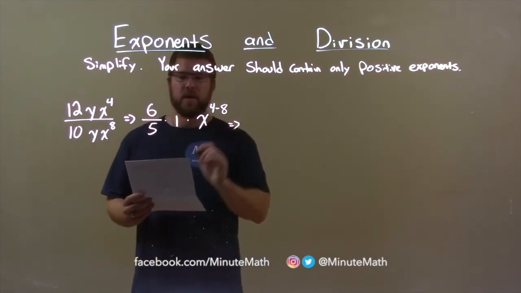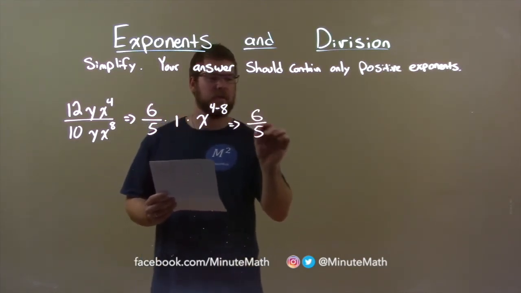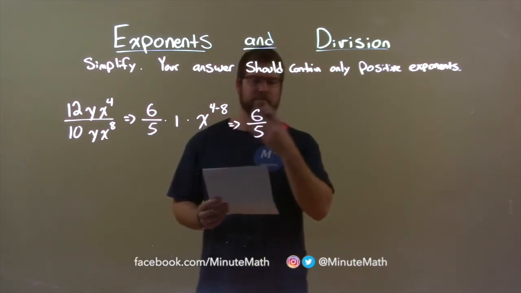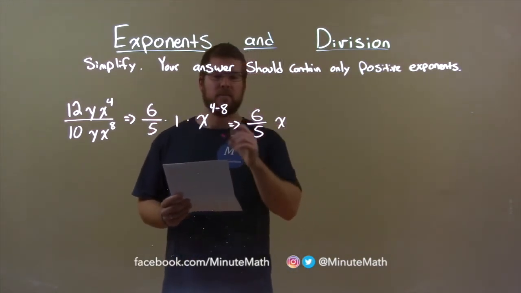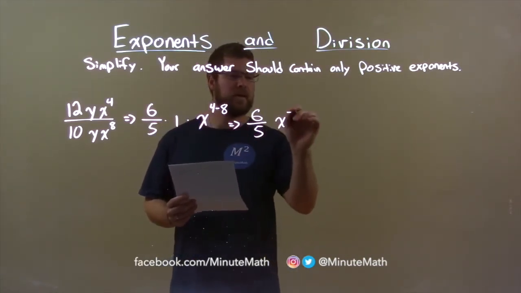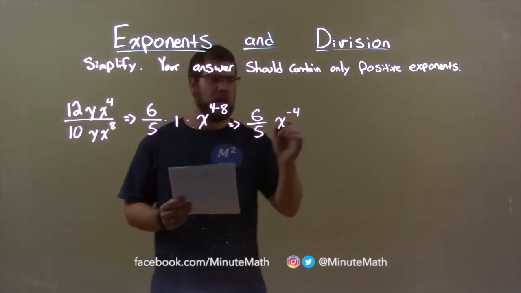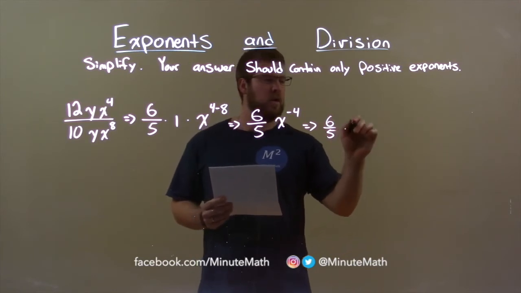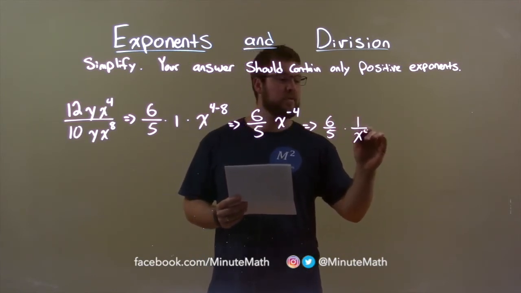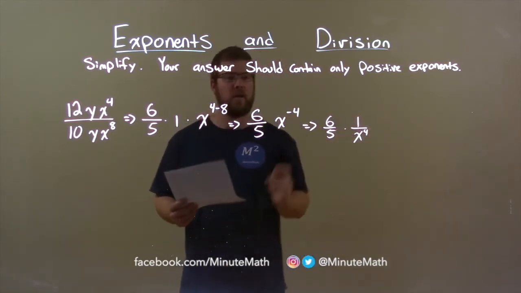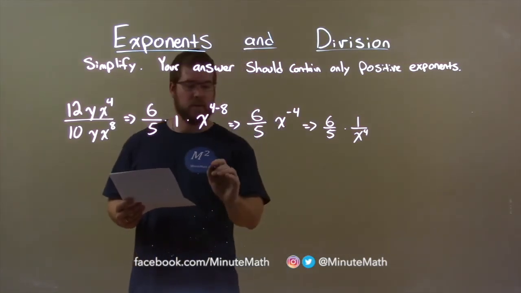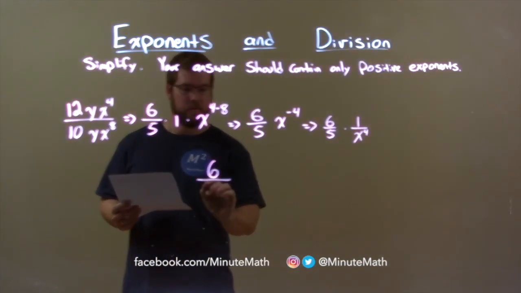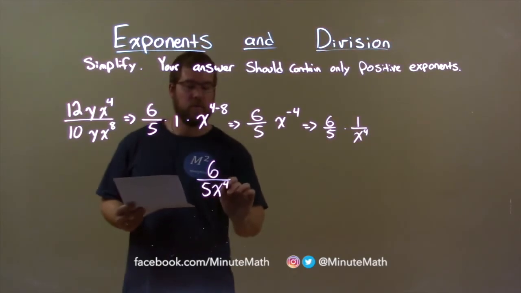Let's keep simplifying here. 6/5. Don't worry about the multiplied by 1. It doesn't change anything. And x to the, well, 4 minus 8 is a negative 4 power. X to the negative 4 power is the same thing as saying 1 over x to the positive 4th power. Combine all that together to get our final answer: 6 over 5x to the 4th power.